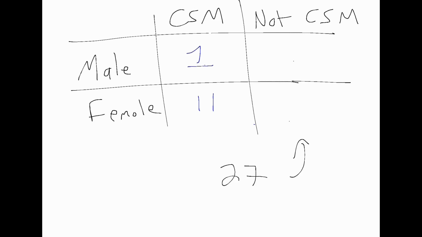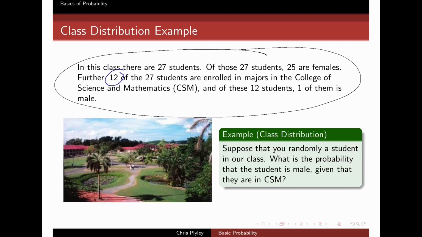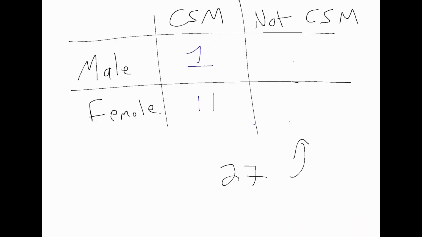And so, what else do I know? Well, how many total males do I have? I have 27 students, 25 females and 2 males. So now it's very easy for me to fill in the rest. There's only 2 males in this class, so my total males has to be the sum of this first row. And I have 25 females, so if 11 of them are in CSM, then that means 14 of them are non-CSM majors. So there we go. This is what my class distribution looks like. It's just a simple step to fill it in.